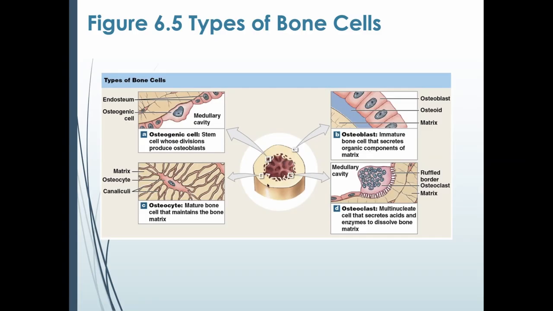Okay, so we're moving on to the osteocyte. The osteocyte is a mature bone cell that helps to maintain the bone matrix. So this one, the osteoblast, is going to secrete the components to make the matrix. This one is a mature bone cell to help maintain the matrix. The osteogenic cell is going to divide to make the osteoblast.